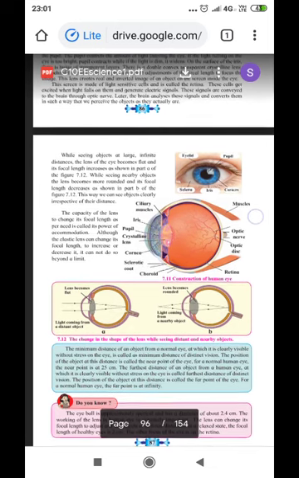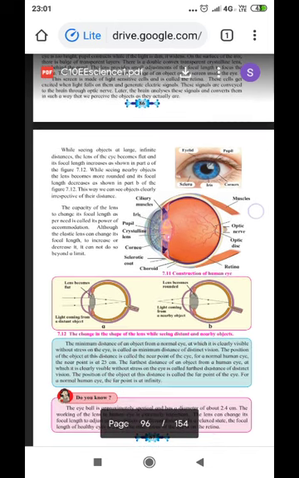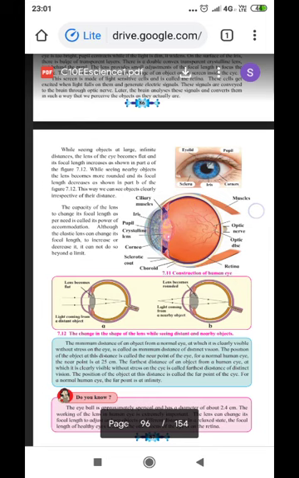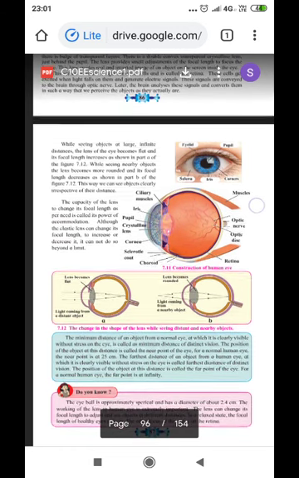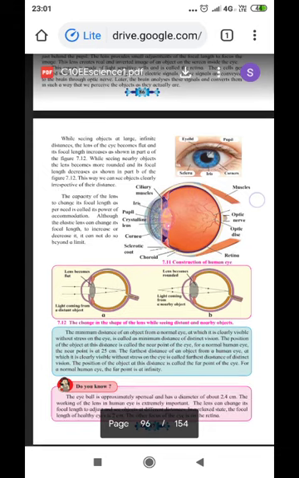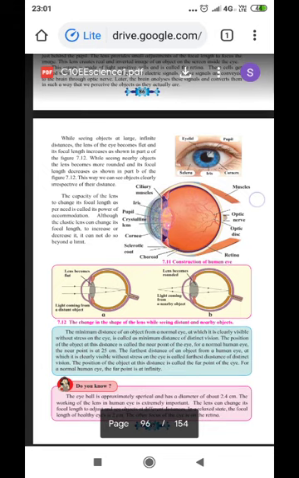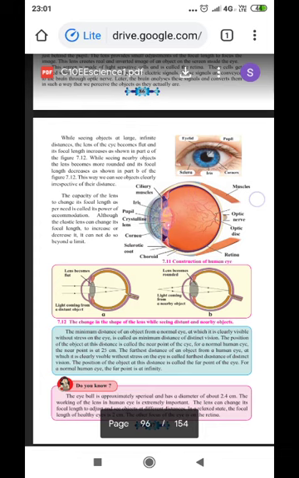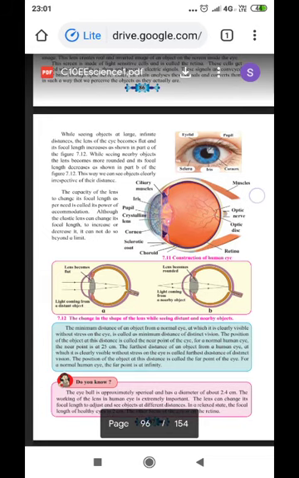While seeing objects at large, infinite distances, the lens of the eye becomes flat and the focal length increases, as shown in part A of figure 7.12. When the object is very far away, what is happening? While seeing objects nearby, the lens becomes more rounded and the focal length decreases, as shown in figure part B. When the object is very far away, the lens is flattened. When the object is nearby, the lens becomes rounded, or you can say the focal length of the lens becomes very small. This way we can see the objects clearly irrespective of the distance.